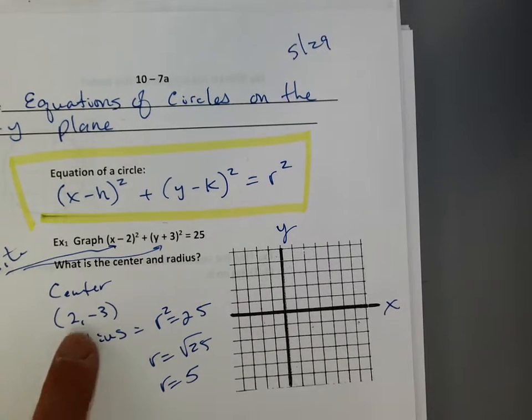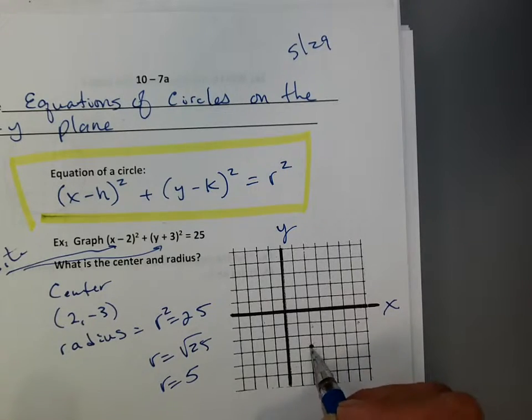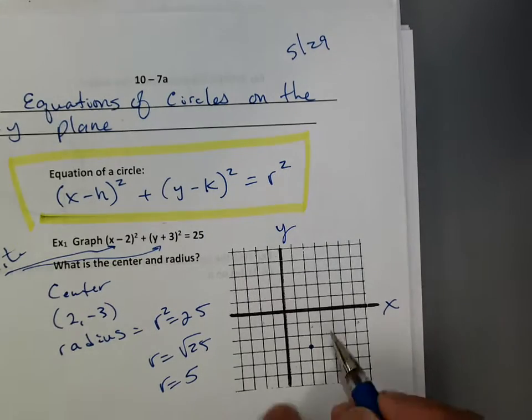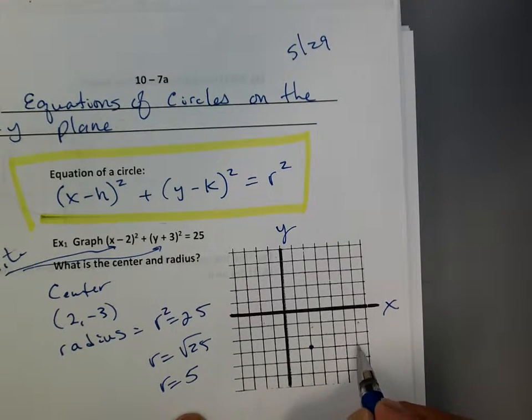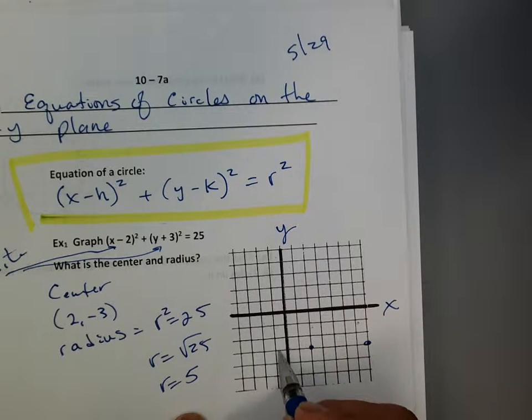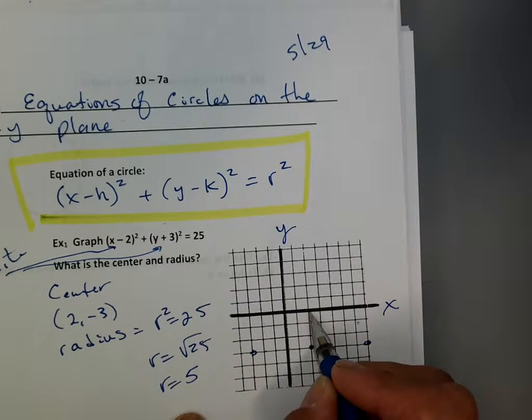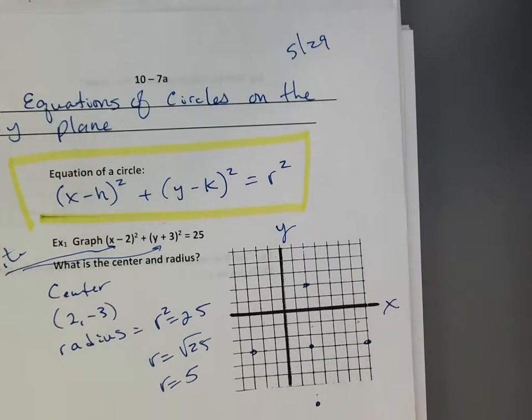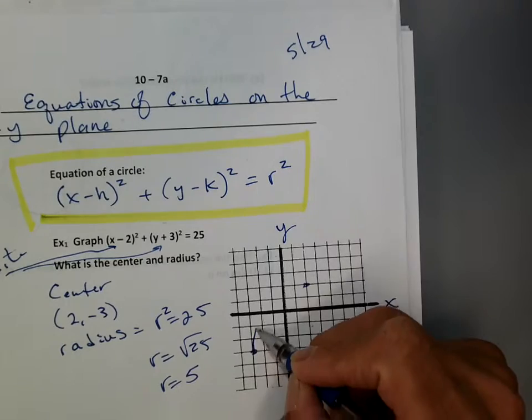You're just going to find the center at 2, negative 3. Then what I do is I just go from there, out 5, back 5, up 5, down 5, and try and draw in a circle. If my circles look like eggs, then okay, as long as it's in the right spot, right size. So I'll go 1, 2, 3, 4, 5, in each direction. Okay, so I've got 4 points, and all I'm going to do is do my very best job to draw in a circle. I'm just going to try and make it look beautiful.